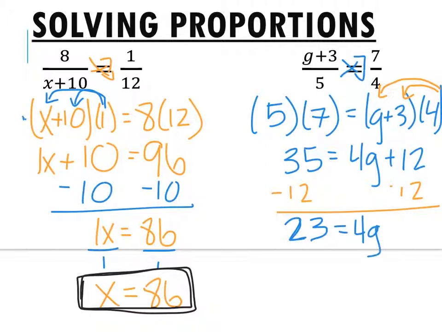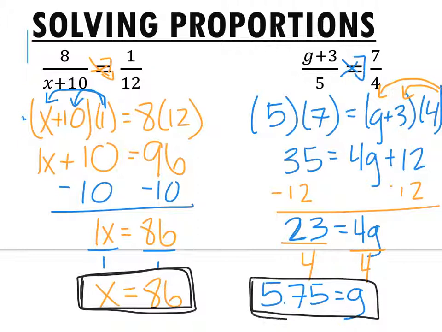All right. And then I'm going to divide both sides by 4. So divide by 4, divide by 4. Grab my calculator. 23 divided by 4 is 5.75. So g is 5.75. And that's our answer. No big deal.